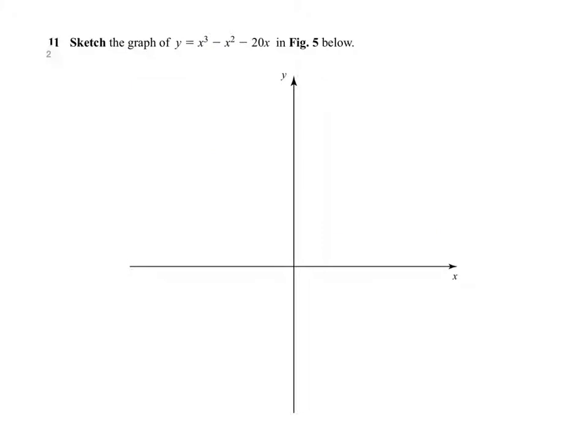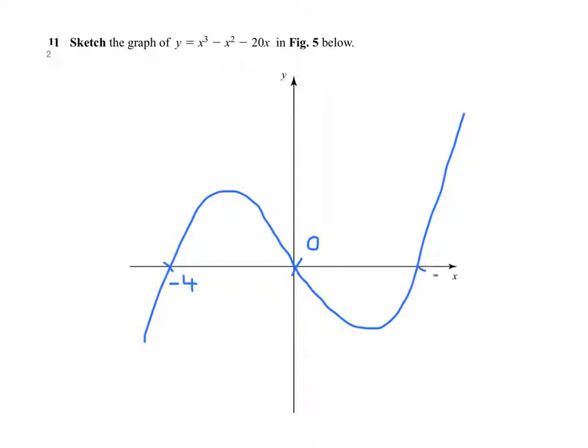To sketch the curve, I'm going to draw on the basic shape and then label the points. So from part 1, we know it crosses the axes at 0, minus 4 and 5. I know that my minimum turning point is at (2.94, minus 42), and I know my maximum is at (minus 2.27, 29).